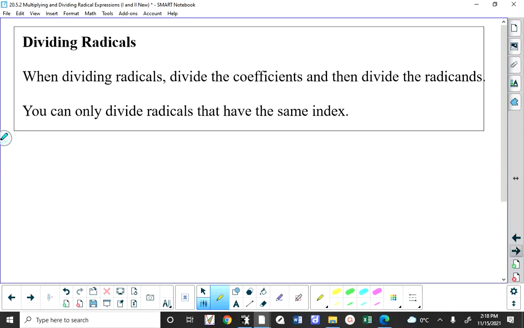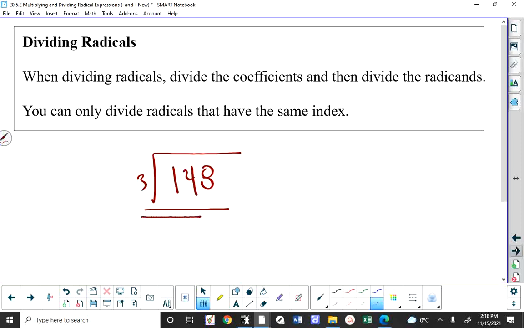In other words, if I gave you something along the lines of this, cube root of 148 over the square root of 18, there is nothing you can do with that to simplify it in that form. They have different indices. One is a cube root, one is a square root. Now, could you potentially move numbers outside and have a coefficient on the top and a coefficient on the bottom? Maybe. Then you could divide coefficients with coefficients. Let's look at this in action.